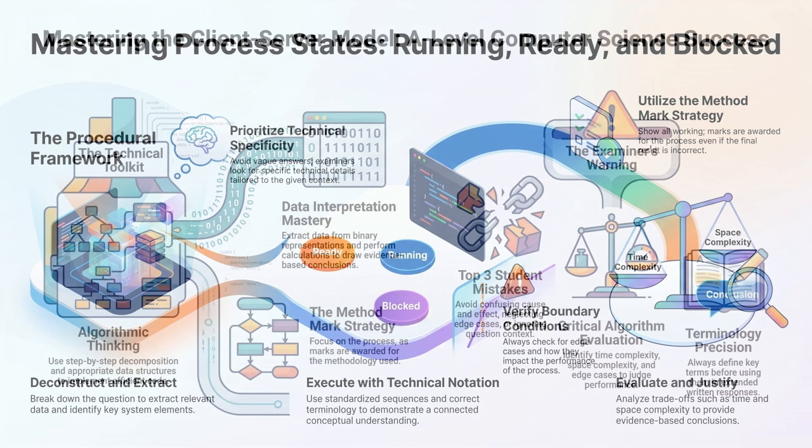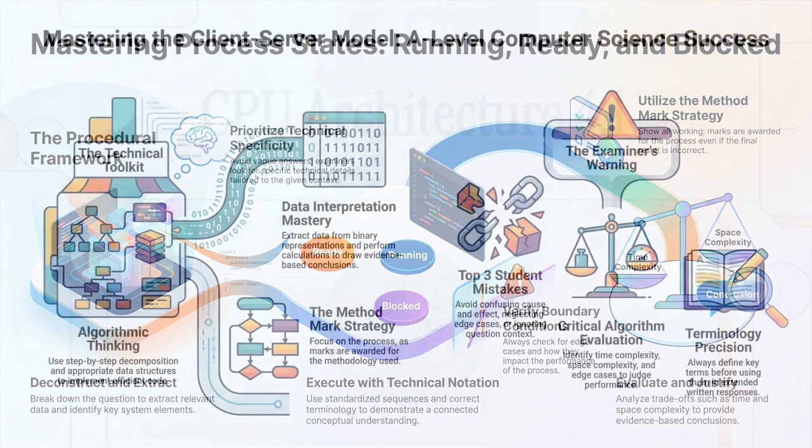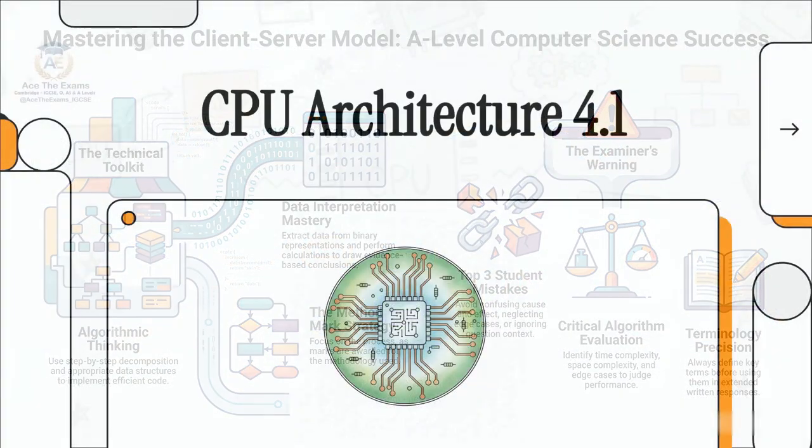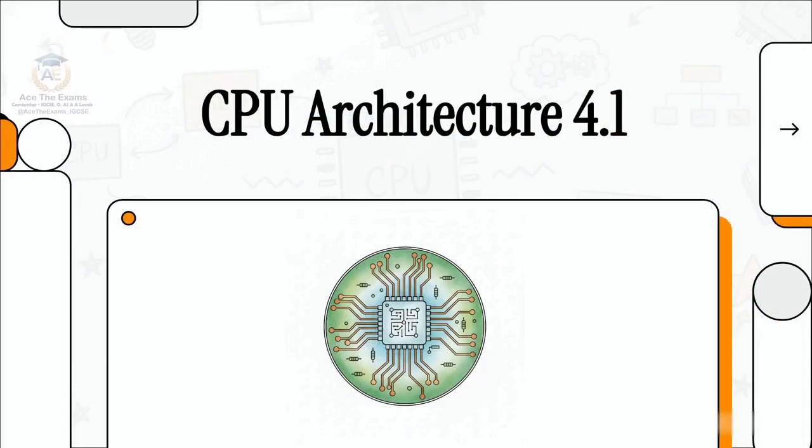All right, let's dive right into this explainer. Think of this as your ultimate examiner's playbook to absolutely conquer Cambridge AS and A-Level Computer Science Syllabus 9618. We're specifically targeting the notoriously dense topic 4.1 today.